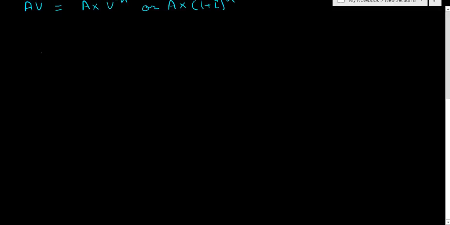Next thing which was discussed in subject CD1 was an annuity regular. The formula for the present value of an annuity regular was something like this. It was (1 minus v to the power of n) upon i, or if I write it in more detail, it would be (1 minus (1 plus i) to the power of minus n) divided by i. Okay, so this was the formula.